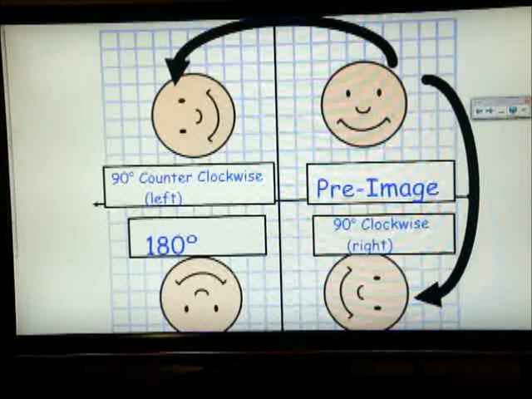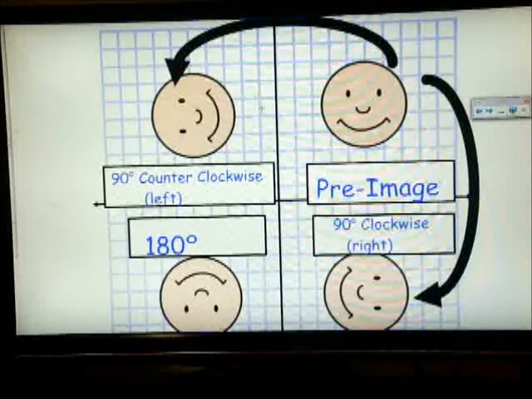We have three main types of rotations that can happen from the pre-image. We have a 90 degrees counterclockwise, which is to the left, 180 degrees. Notice I didn't say clockwise or counterclockwise because it really doesn't matter. It ends up the same way. And 90 degrees clockwise to the right. Notice that the figures are moving to the quadrant that is in that direction. So the 90 degrees counterclockwise, which goes to the left, is just one quadrant over.